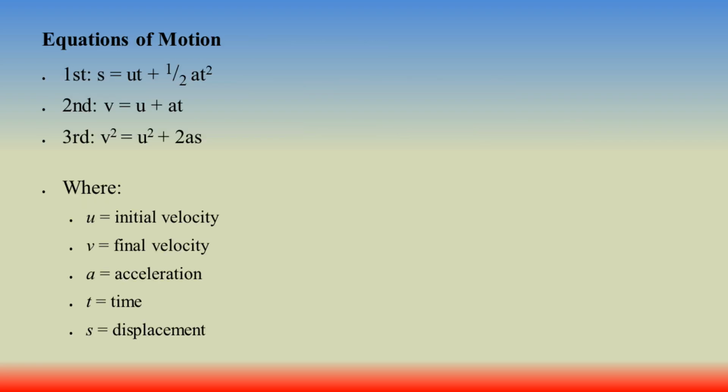Equations of motion. We use equations of motion to solve problems involving moving objects with constant acceleration. Here are the three key equations. S is equal to ut plus half at square. V is equal to u plus at. V square is equal to u square plus 2as. These equations relate displacement, velocity, acceleration and time. We will use them often in problems involving freely falling objects or vehicles speeding up or slowing down.